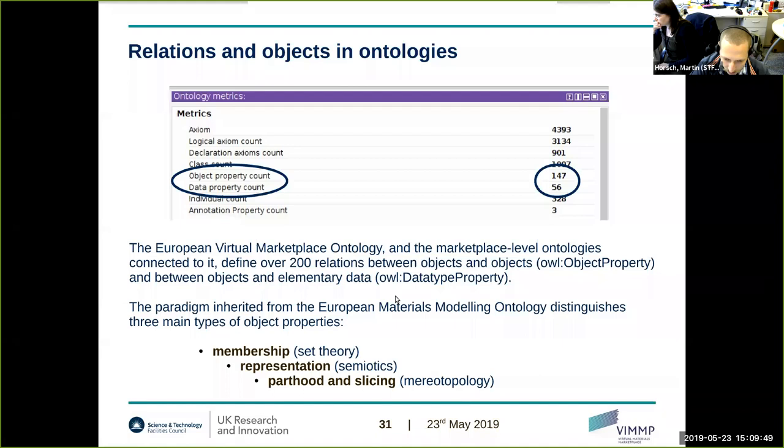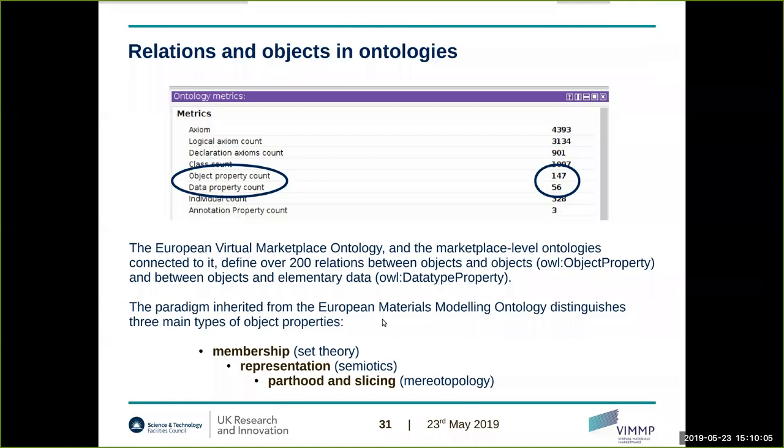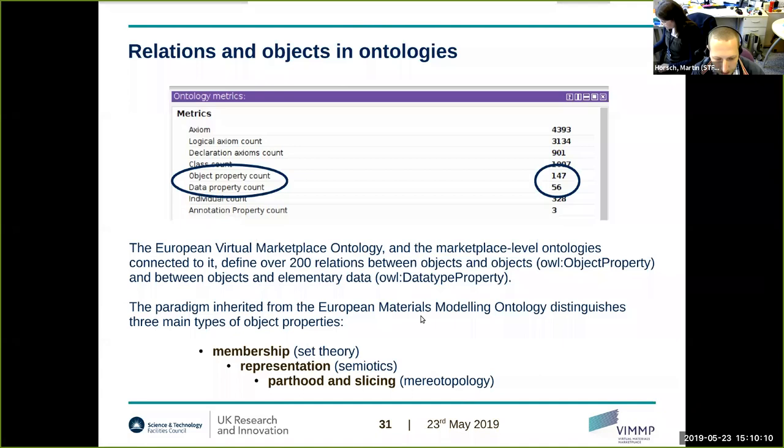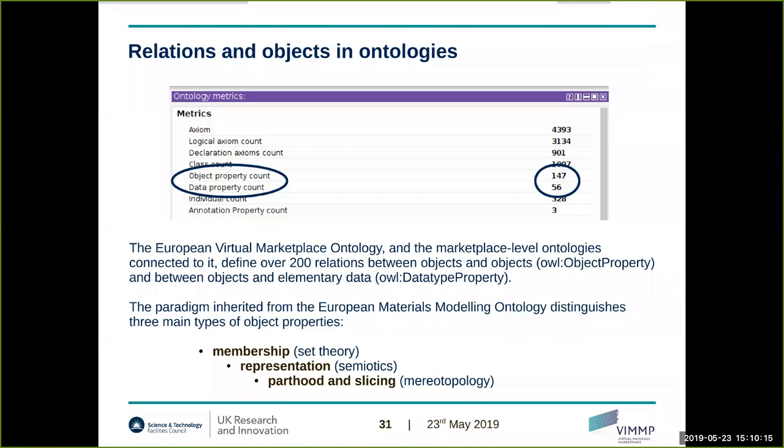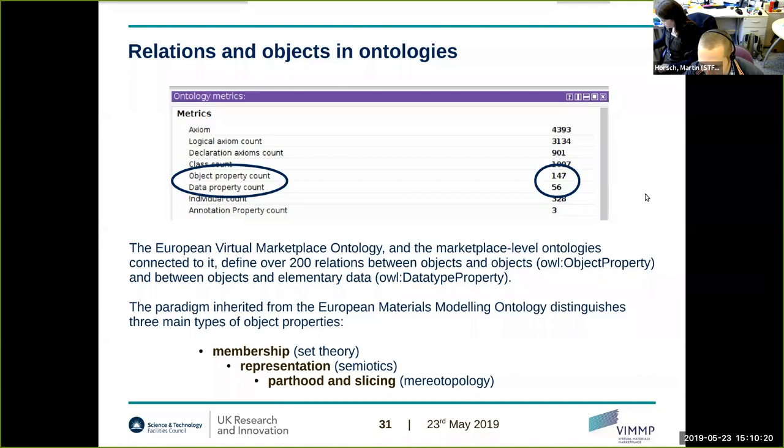However, they are categorized. We are still working on the implementation of this, but by a compatibility requirement with the EMMO, these relations all need to be either subclass relationship or one of those three categories that you have here that are defined by the EMMO: membership, representation, and parthood. I will not discuss this further in detail because Alexandra has already done that in her previous webinar.